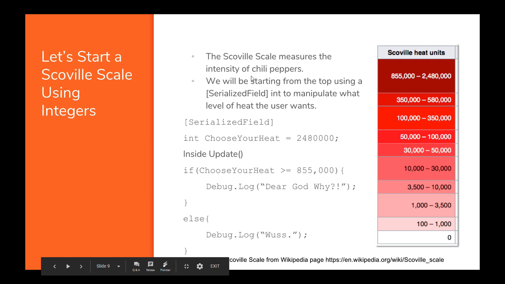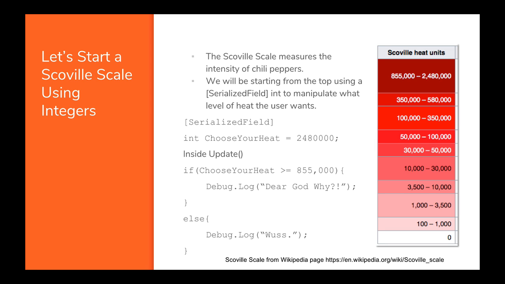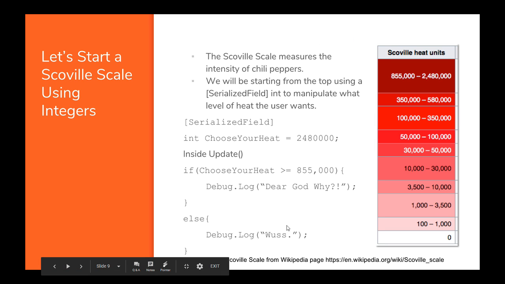So we're going to start a Scoville scale using integers, which means we're going to start a new scene and a new script for this. For those of you that have not heard of the Scoville scale, it measures the intensity of chili peppers. We're going to be starting at the top of this scale, which I got from the Wikipedia page for the Scoville scale. We're going to create one integer serialized field to manipulate the level of heat the user wants. So it's going to look something like this.